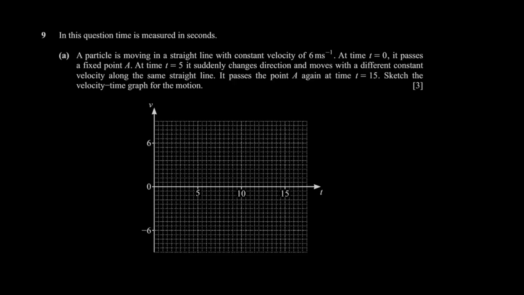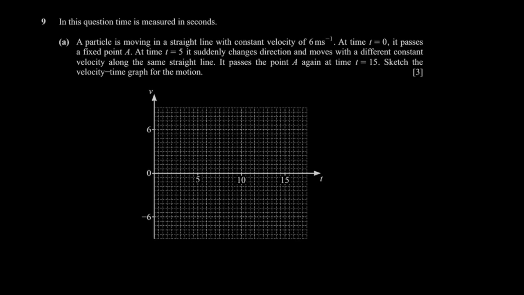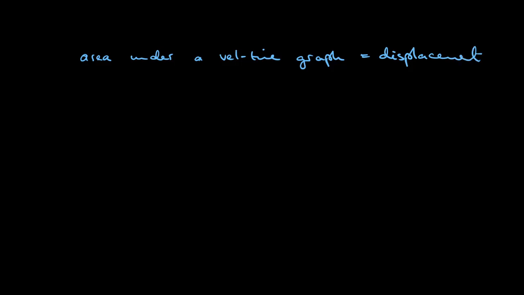Okay, well, there's essentially a key fact to know about this. And I would say it's this, that the area under a velocity time graph equals the displacement. Okay, that's the key thing. And you kind of know that because displacement is equal to the integral of velocity with respect to time. And when we integrate, we're finding the area underneath the curve.